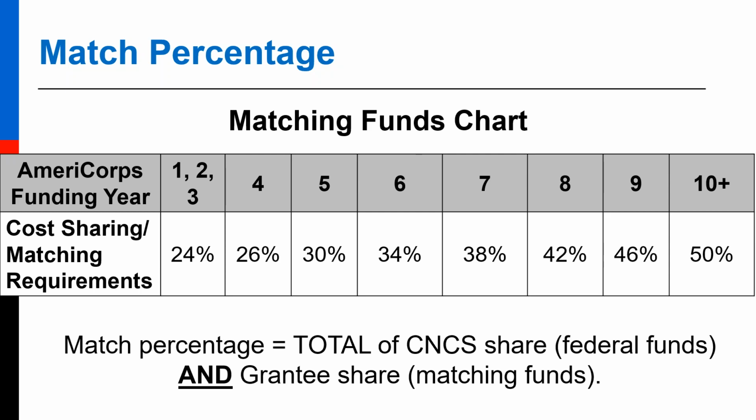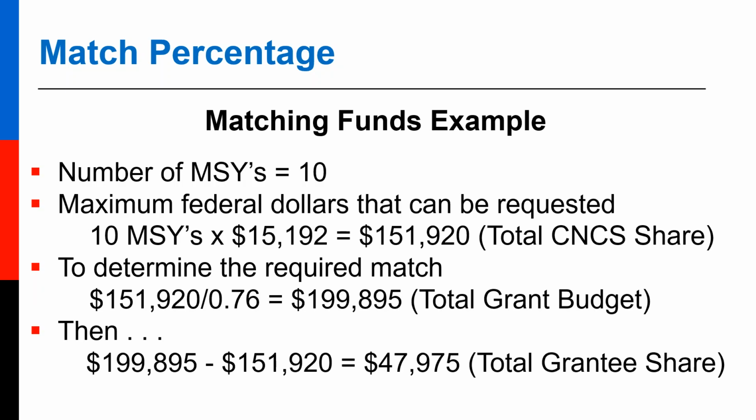Under certain circumstances, programs may qualify to meet an alternative matching requirement that increases over the years to a maximum of 35% instead of 50%. And to qualify, programs must demonstrate that the proposed program is located in a rural county or in a severely economically distressed community as outlined in the application instructions. So match is calculated by taking the percentage of grantee funds compared to the total of CNCS share or federal funds and grantee share matching funds.